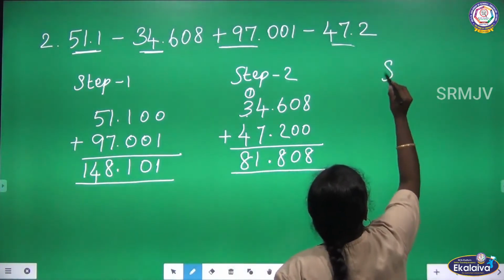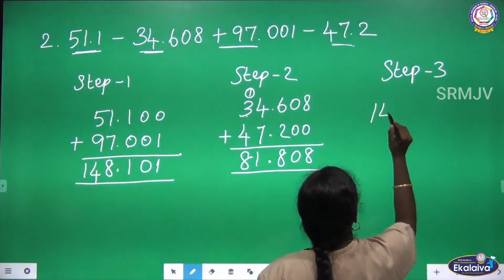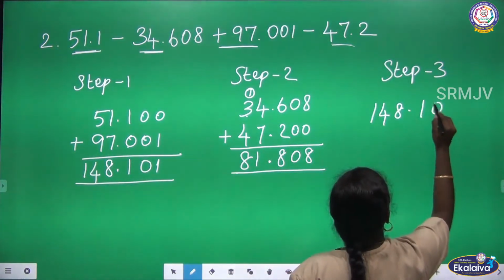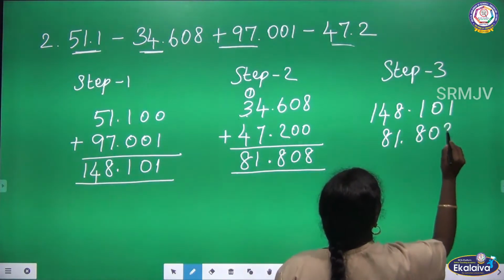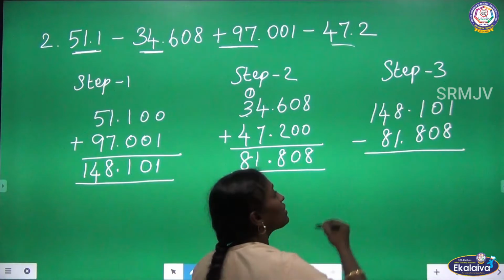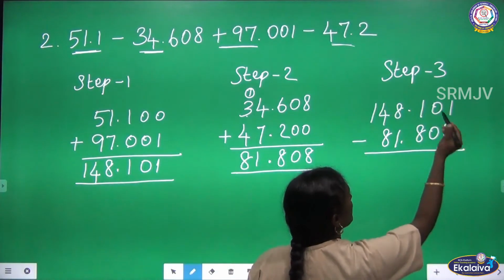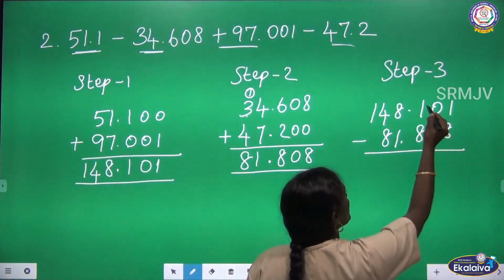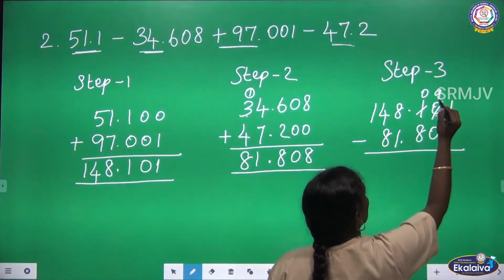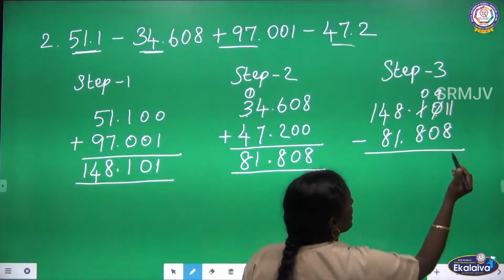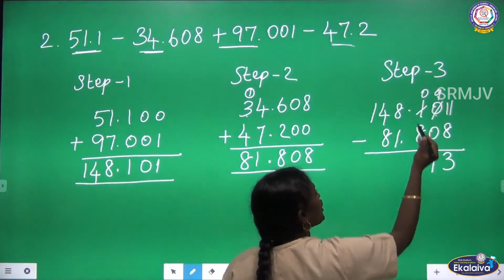Okay. So step 3, first answer is 148.101. In step 2 we got 81.808. Now we have to subtract these two numbers. Here 1 minus 8, we can't subtract 8 from 1. So we have to borrow from the next number, that is 0. So we are going to borrow from 1. 1 will become 0, this 0 will become 9, 1 will become 11. 11 minus 8, that is 3. 9 minus 0, that is 9. 0 minus 8.